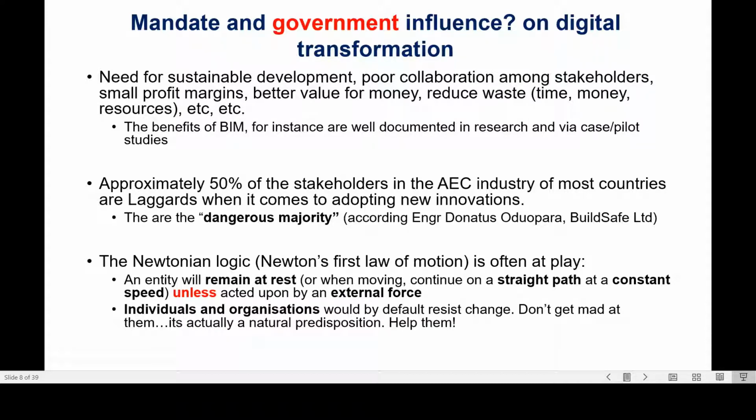Okay, so when you see individuals and organizations resist change, don't get angry, don't get mad. Understand that this is actually a natural disposition. They need help. They don't need to be castigated or condemned, or have fingers pointed at them. Once you understand that this is a natural behavior, then you can appreciate that and see how you can engage with them going forward.